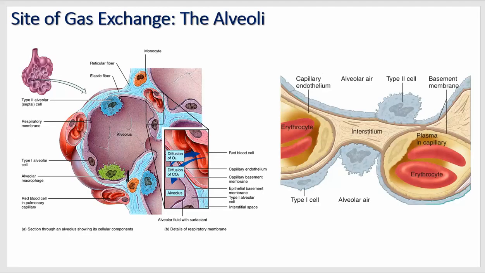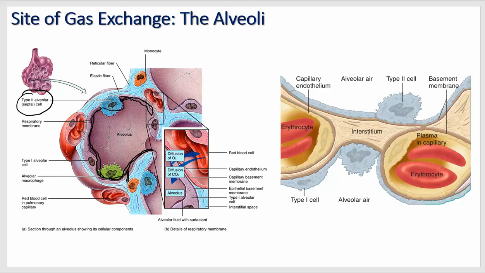Then we have, where's the type 2? This is the type 2 alveolar cell, and that is what's producing that surfactant that is going to coat the inside, and we'll see what the important things that surfactant does. But that's what's going to coat the inside with surfactant and prevent the alveolus from collapsing, okay?